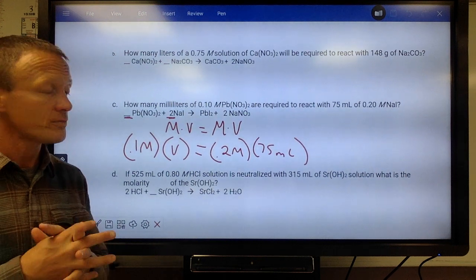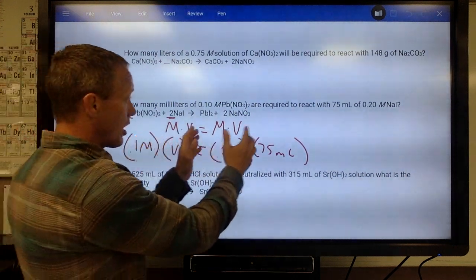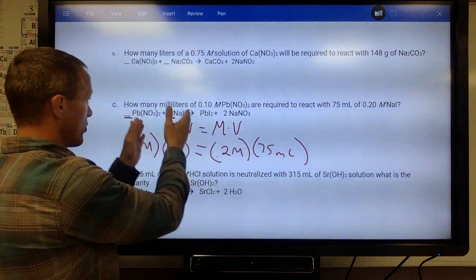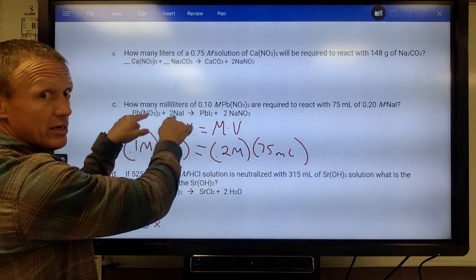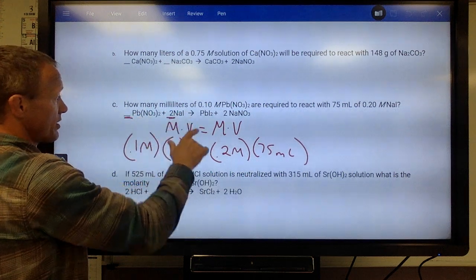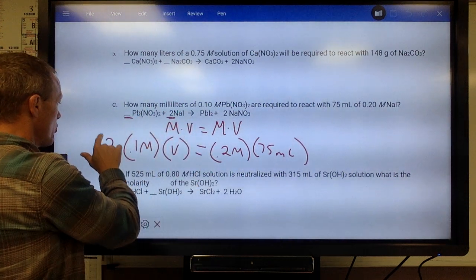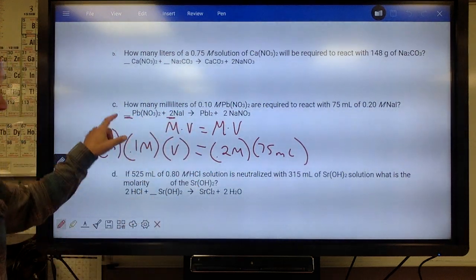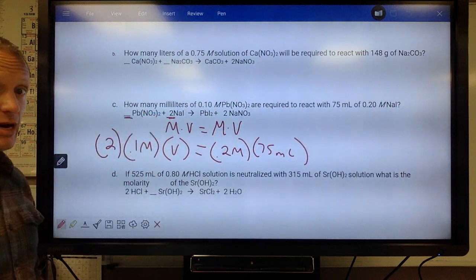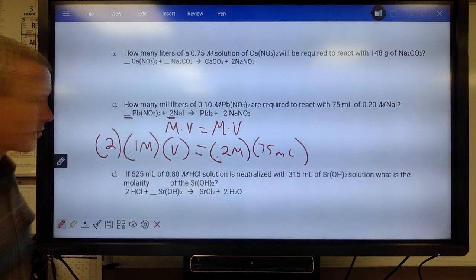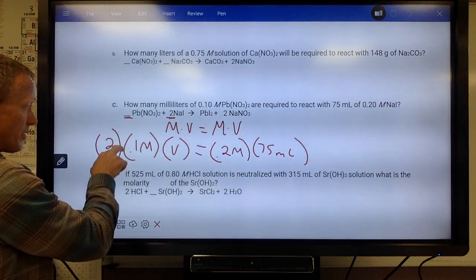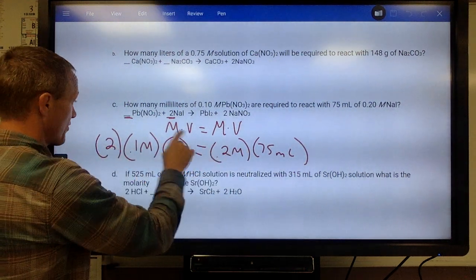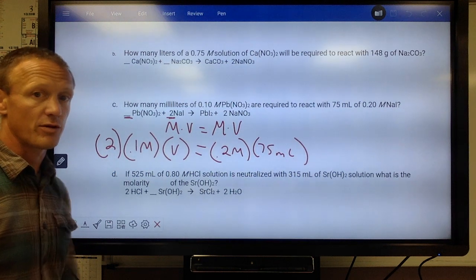So this is a little weird. You don't put the 2 on the side with the NaI. You put the 2 on the side with the other thing. Because to make these equal stoichiometrically, we have to double this. So you got to put a 2 over here. If this is like a 3 and a 4, you would cross them, put them on opposite sides. So I would take this times this, divided by these 2 multiplied together. So this times this divided by 0.2, and you still get 75 milliliters.